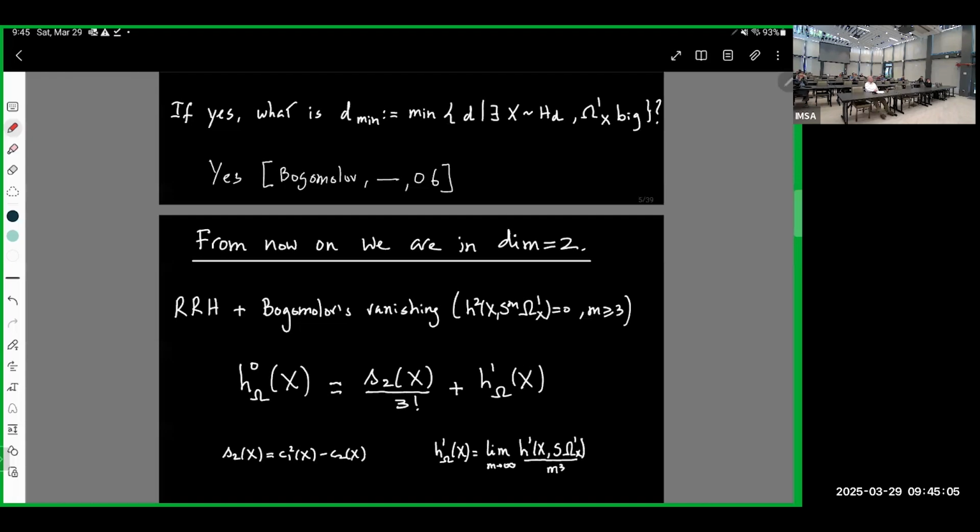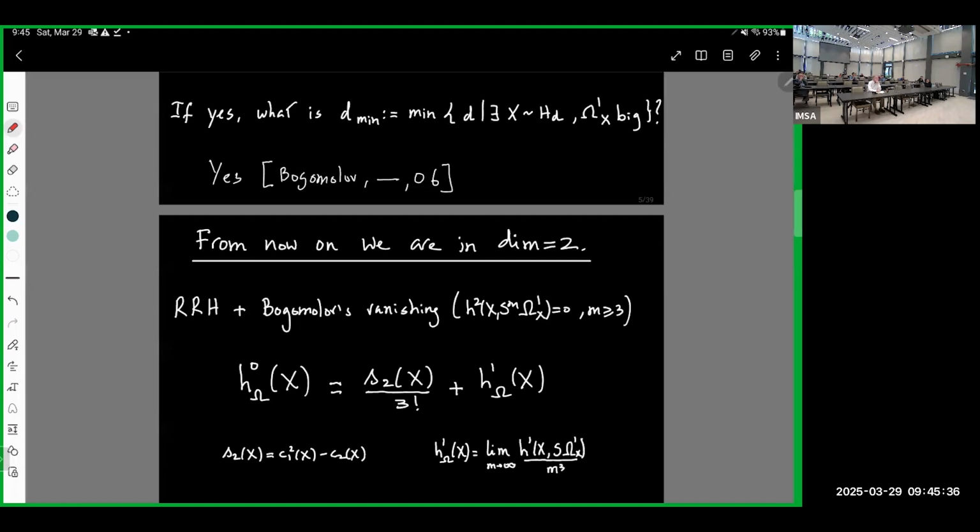So of course the tool we should use is Riemann-Roch, or a version of it. If you use Riemann-Roch plus Bogomolov's vanishing, I want to show that the second cohomology group for symmetric powers of the cotangent bundle vanishes once the degree of the symmetric powers is bigger than or equal to some constant C, from stability arguments.